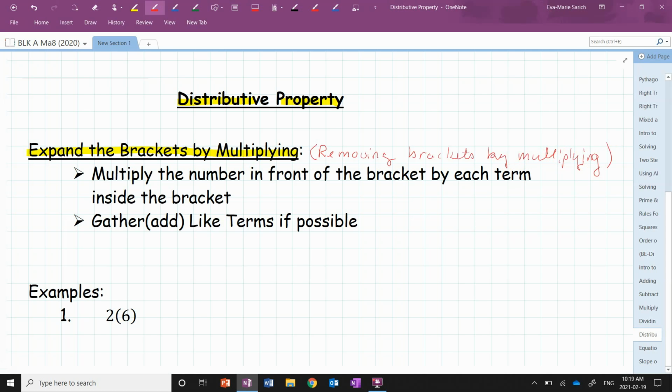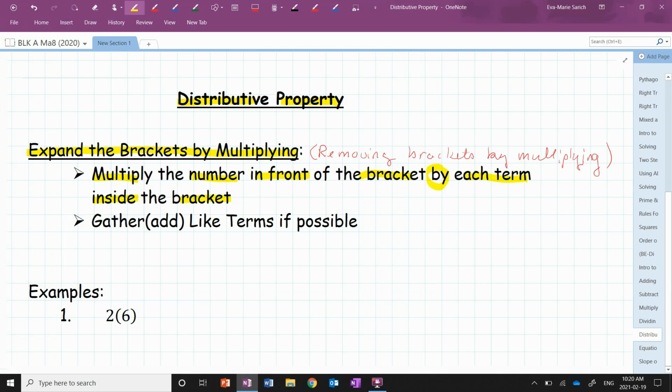So what will happen is there will be a number in front of the bracket, and we're going to multiply that number in front of the bracket by each term inside the bracket. So if there's two things inside the bracket, two terms, the number in front multiplies both of those two terms. If there's three terms inside the bracket, the number in front multiplies all three terms inside the bracket.